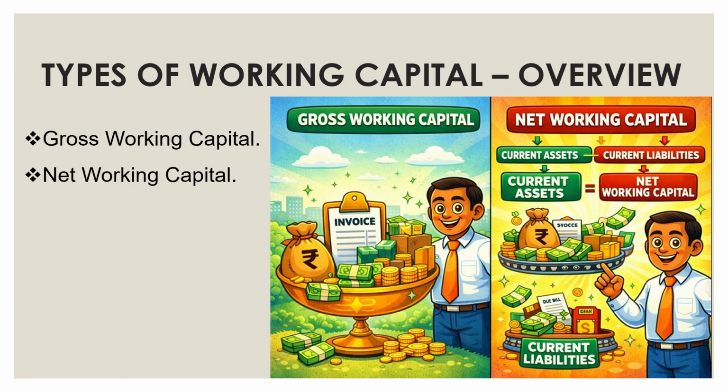Types of working capital, the overview. There are two types of working capital. The first one is gross working capital, and the second one is net working capital. Let us discuss one by one why the classification is needed and what are the natures of gross working capital and net working capital.